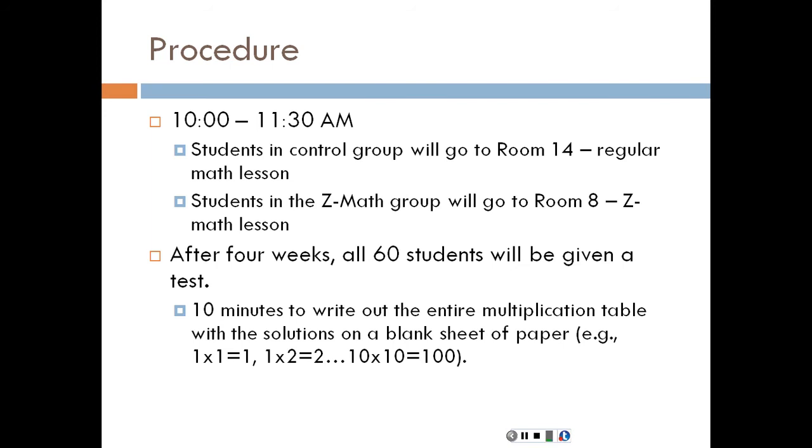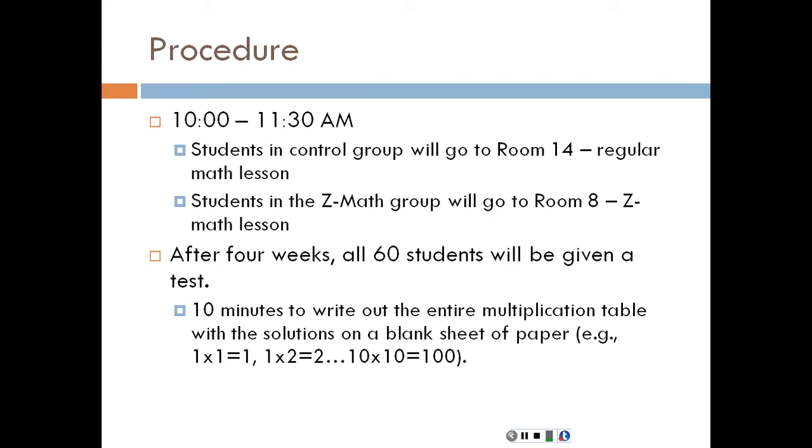So for the actual study, from 10 o'clock to 11:30 a.m., which would be the usual time for the daily math lesson, the students in the control group would go to room 14 and they would receive their regular math lesson. And then the students in the Z-Math group would go to room 8 for their Z-Math lesson. And of course, the students getting the Z-Math lesson cannot share what they're learning with the other students.